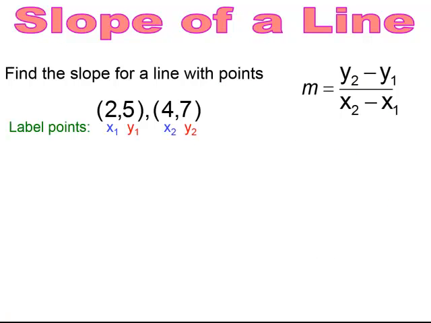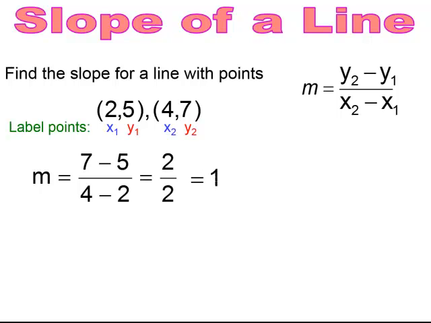So again, I like to label my points, and it doesn't matter which one's the x1, y1, x2, y2 of the points, but you have to make sure that the x1 is the x position in the ordered pair, and the y1 is the y position in the ordered pair. And now you're going to take that information and substitute it into the formula, and you should have gotten 2 over 2, and that will simplify to 1.